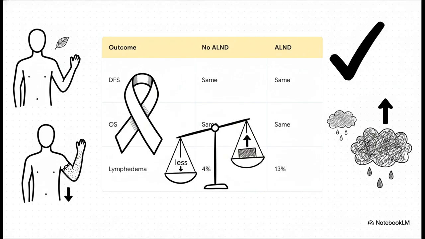But look at the morbidity stats here. By skipping that dissection, the rate of lymphedema absolutely plummeted from 13% down to just 4%. That is a massive quality of life win for the patient without sacrificing an ounce of oncologic control. In the axilla, less is truly more.